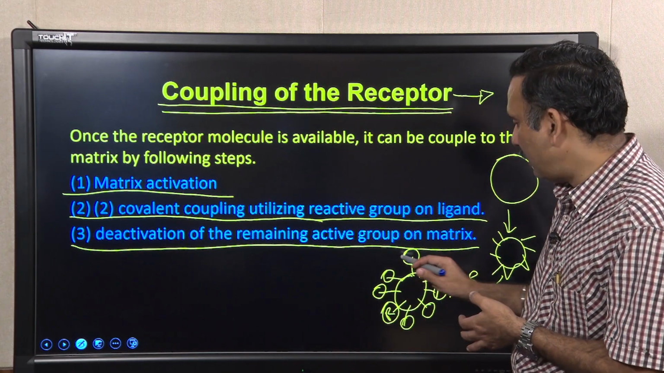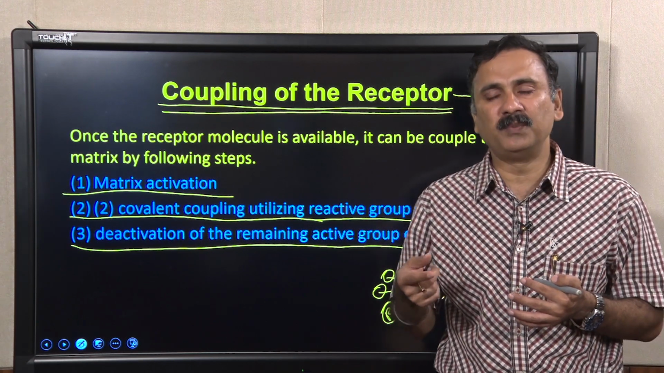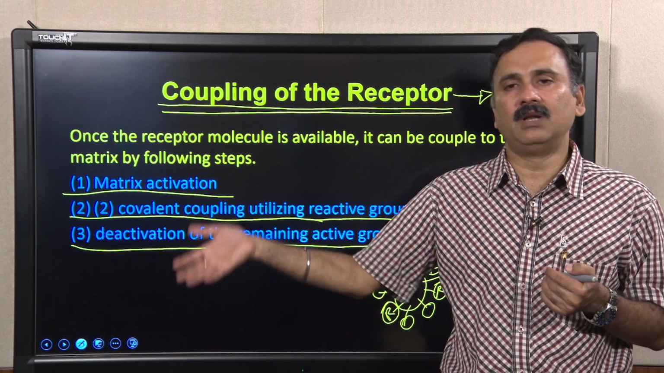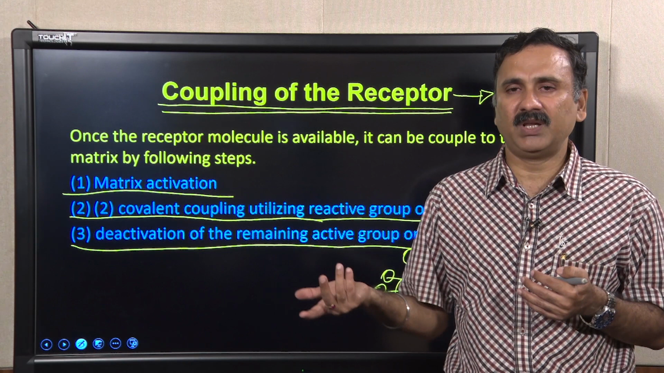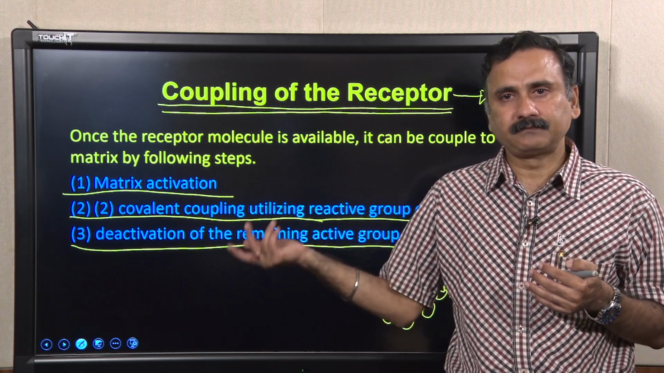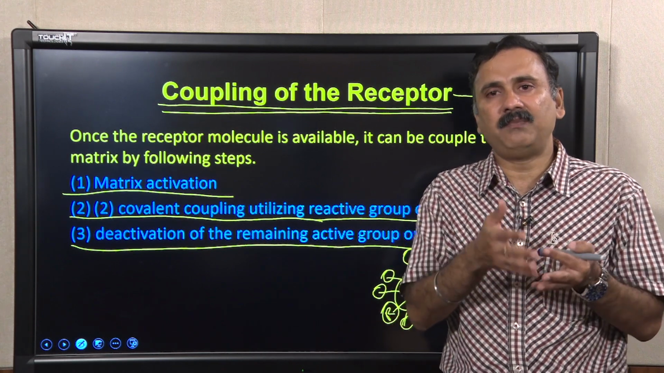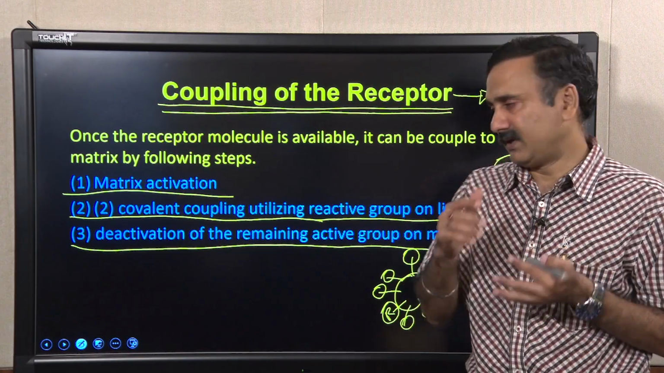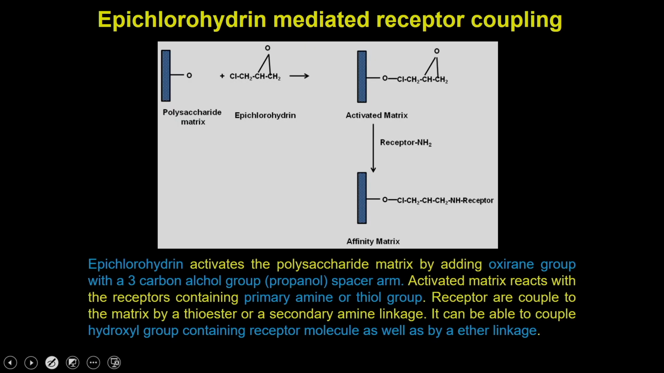So, because of that you have to block these sites, or block these groups in some way, so that they do not bring in additional protein molecules or other molecules that facilitate non-specific binding of the antigens or other kinds of molecules, because if that happens the affinity chromatography will not be very specific. So, there are multiple ways in which you can couple the receptor to the matrix.